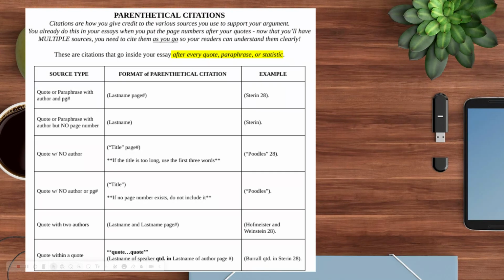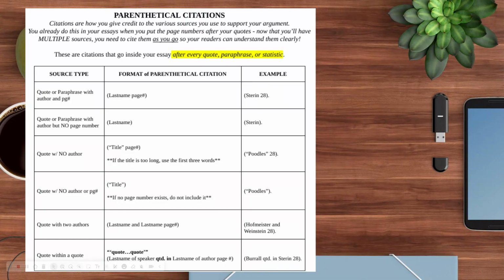You've been writing the author's last name and a page number every time you've used a quote. But now you're going to have multiple sources in the research project that you're working on, and you'll need to make sure that you cite them as you go so that your readers can understand them clearly and don't get lost. Right? These are the citations that go inside your essay or your research project after every quote, every paraphrase, when you take the original words and reduce it to your own words and kind of synthesize it, or if you're using a specific statistic from a source.